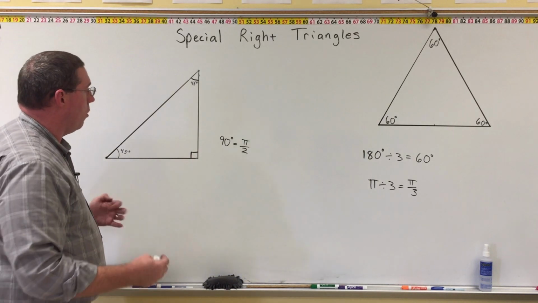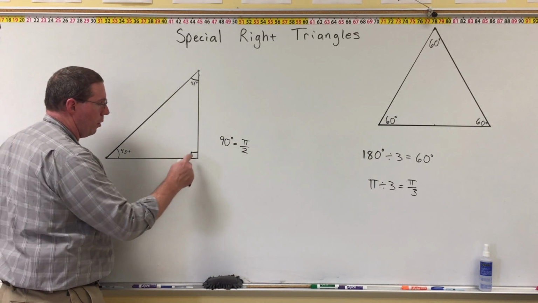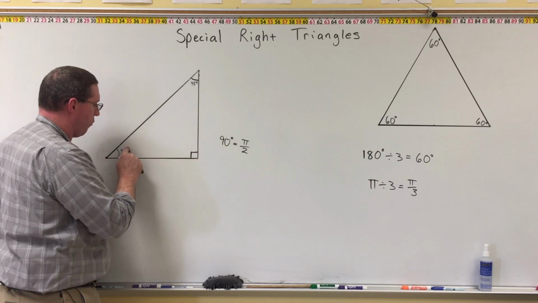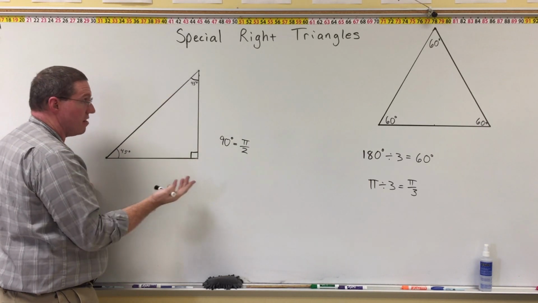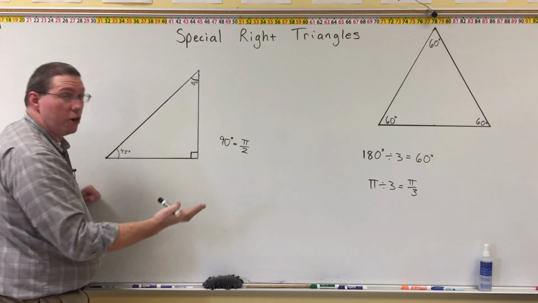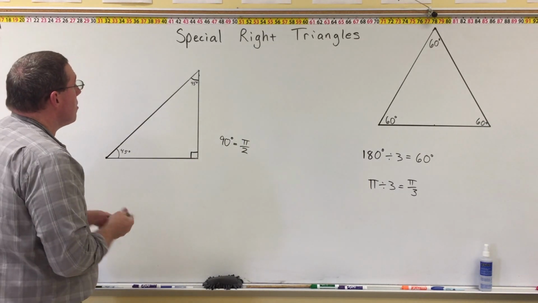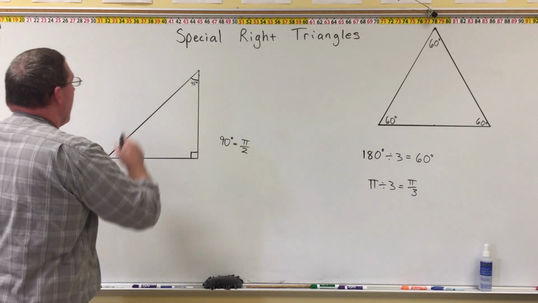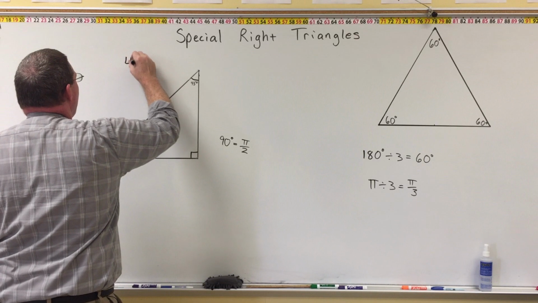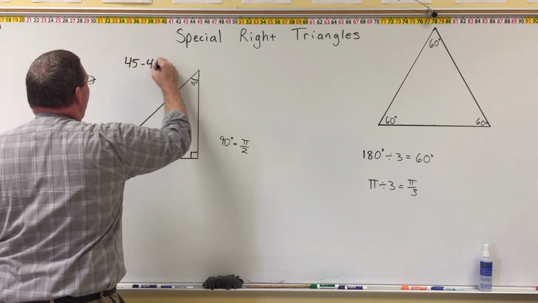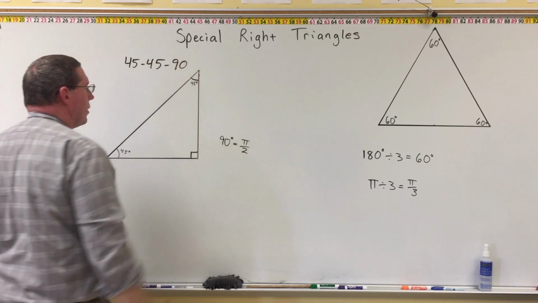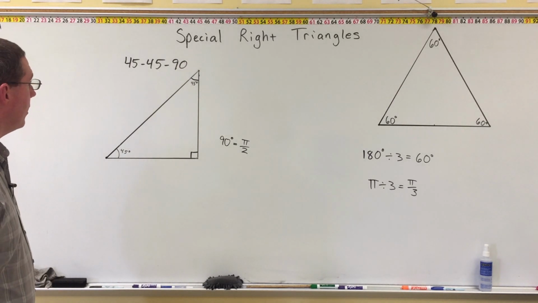Let's confirm, though, it has to be 180 degrees, right? Well, 90 plus 45 plus 45. 45 and 45 is 90. 90 plus 90 is 180, okay? So this is a special right triangle, and it is called a 45-45-90 right triangle, okay? Or a 45-45-90 triangle.